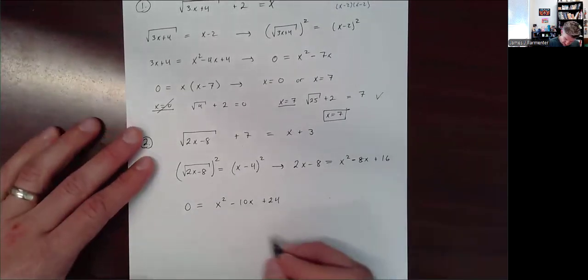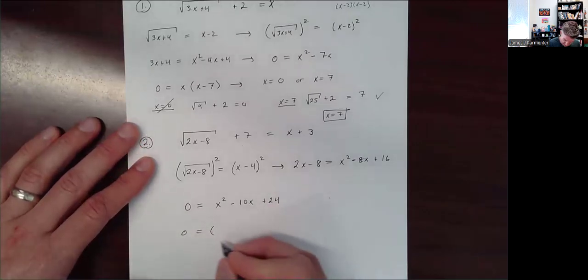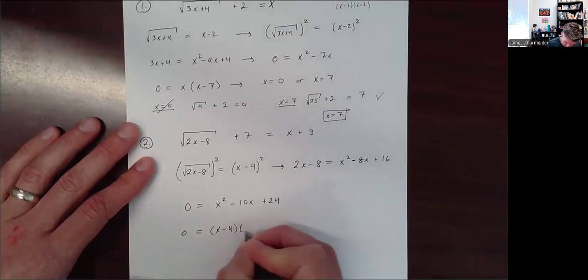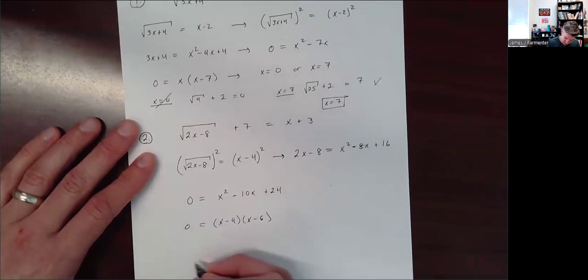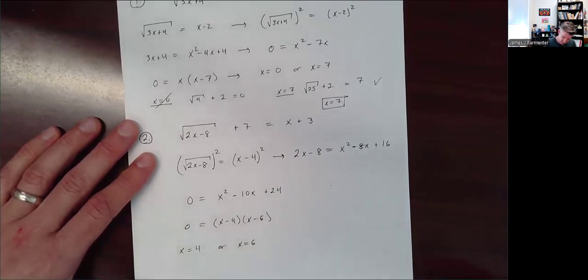Typically, these will factor because they're designed to be not terrible. So we factor the right-hand side, we get 0 equal to, I think the numbers that multiply to 24 and add to negative 10 are negative 4 and negative 6. So the potential solutions are x equal to positive 4 or x equal to positive 6. We're going to check them.